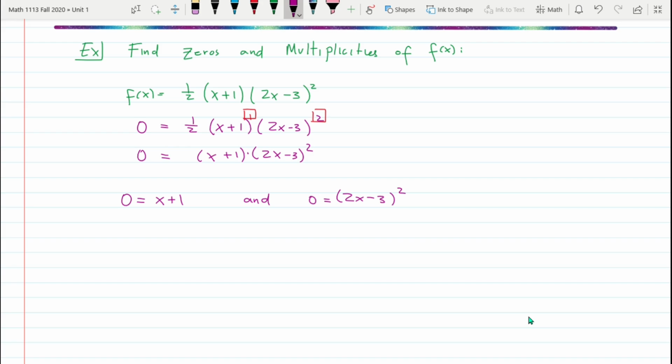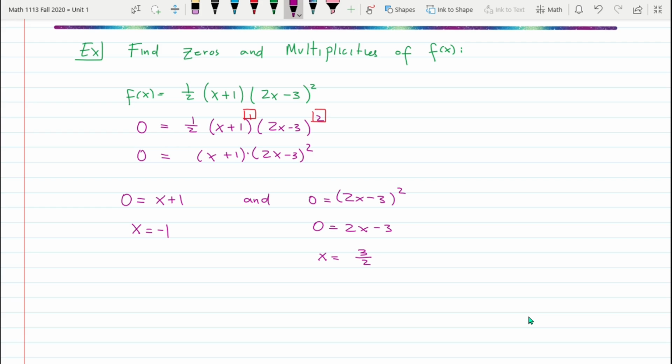The reason why I dropped the parentheses here is because it's to the power 1, so we don't have to keep the parentheses. So x is equal to negative 1, and then this right here, we take the square root of both sides, we get 0 is equal to 2x minus 3. We solve for x, and so we have x is equal to 3 over 2.